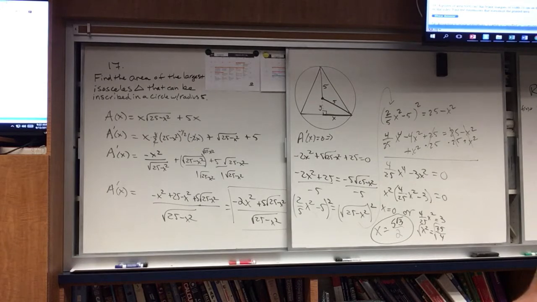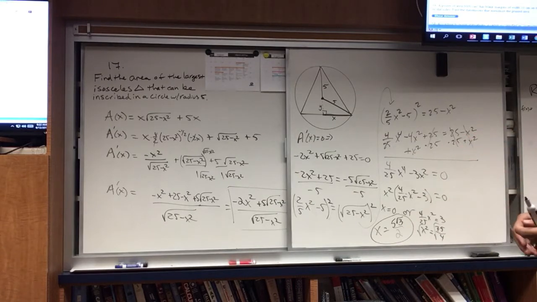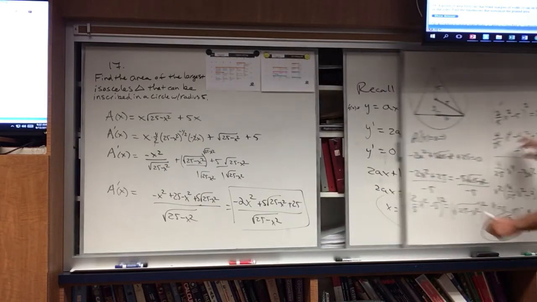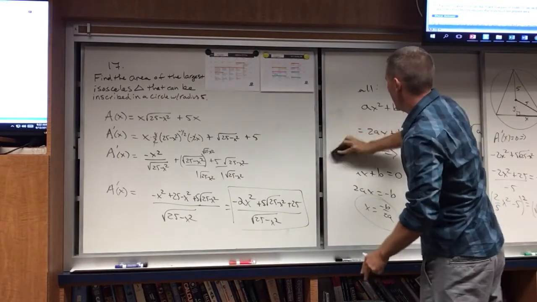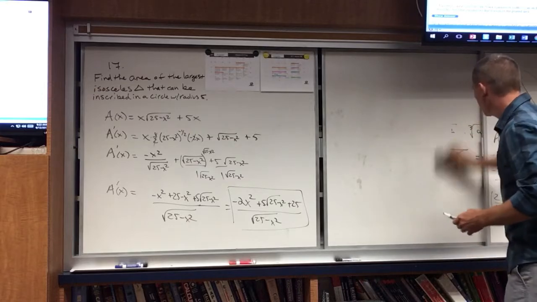Now that I have that, that just gives me the values that represent the critical numbers that I'm going to put on my sign chart. Okay? So I'm going to go ahead and bring this board over here. Let me go ahead and erase this. And let's go ahead and put those values on the sign chart.